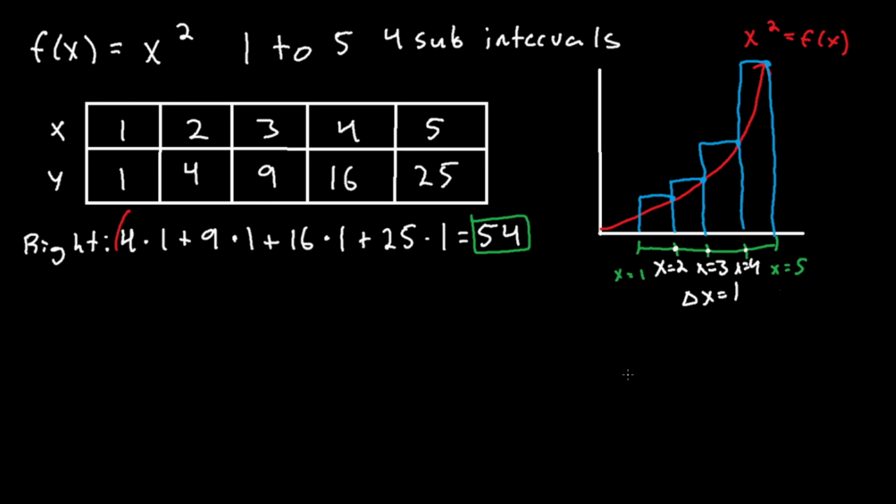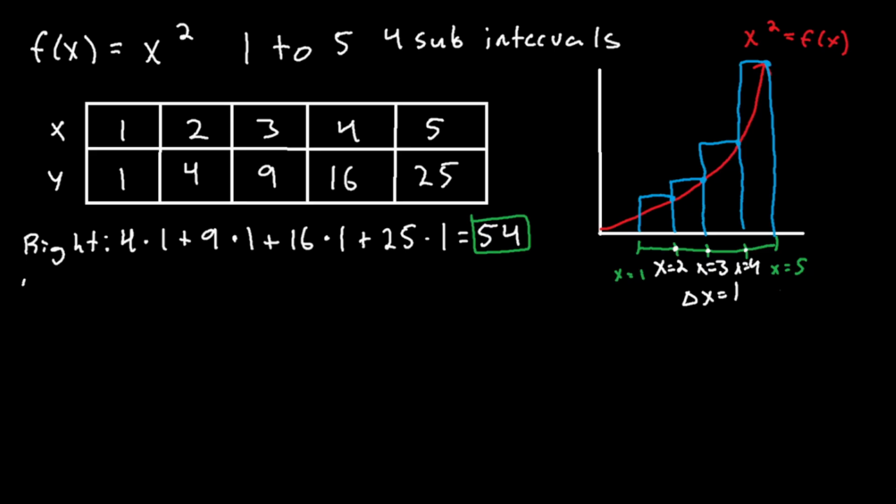So we get 4 times delta x, 9 times delta x, 16 times delta x, and 25 times delta x. It's really just picking the right beginning number, and then you keep going with the y values.